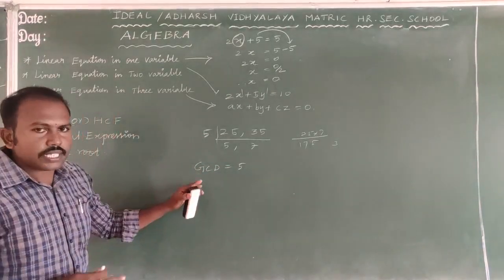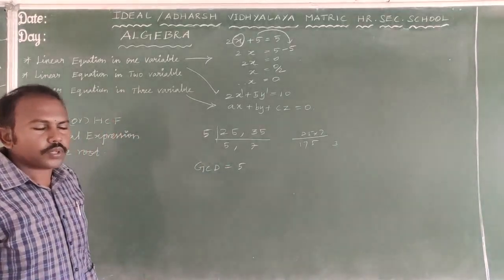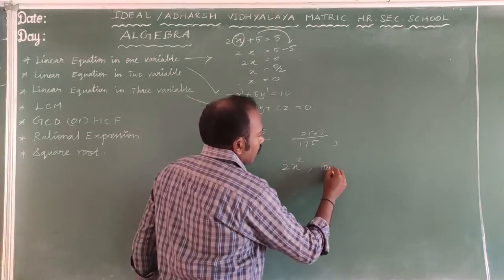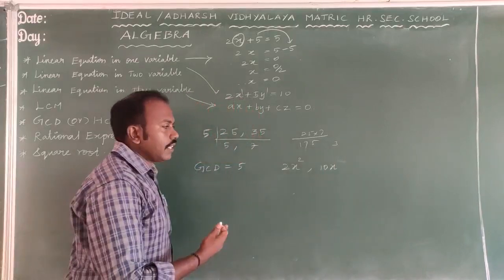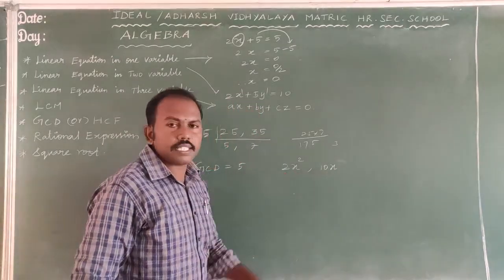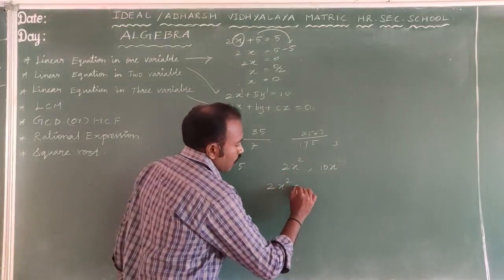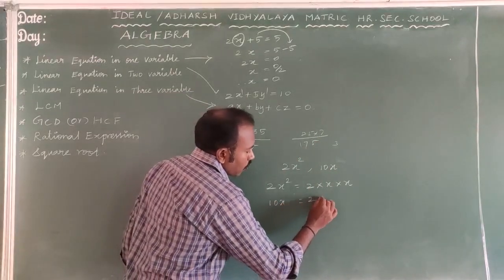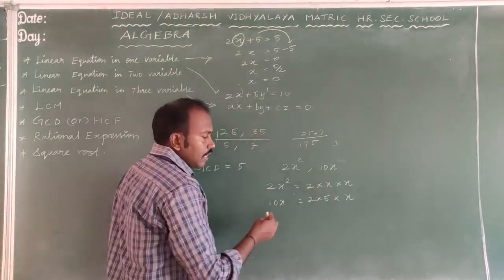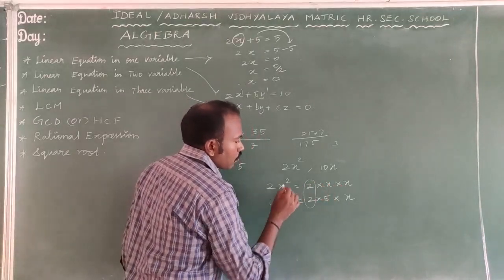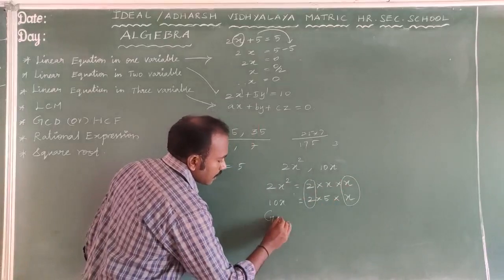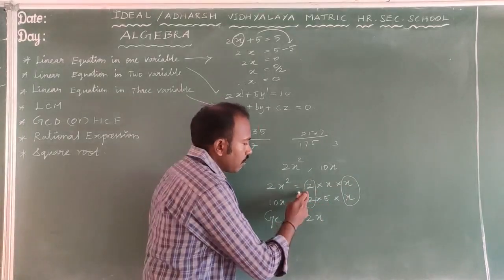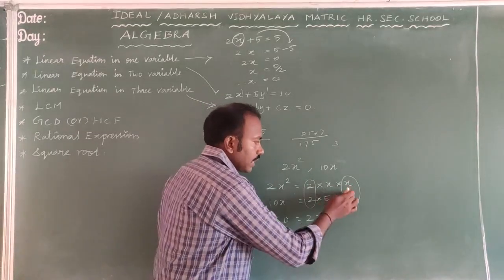So the same concept comes in algebraic expressions. For example, 2x squared and 10x. Find the GCD of 2x squared and 10x. 2x squared is equal to 2 into x into x. Then 10x is equal to 2 into 5 into x. Here GCD is 2x. So we should take only the common factors. Both have 2 in common, then x, so 2x.